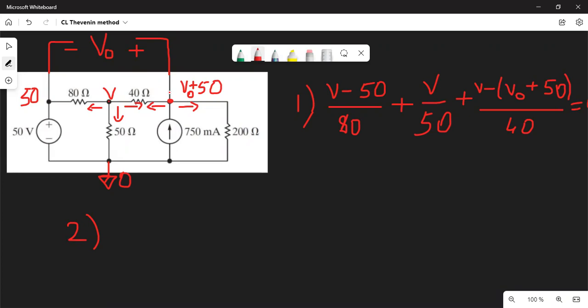Okay. So in this case, if you understood what I said, now we'll consider the node where the potential is V0 plus 50. Here, as you can see, in this node, current will flow to the right. Let me explain, guys, come on.